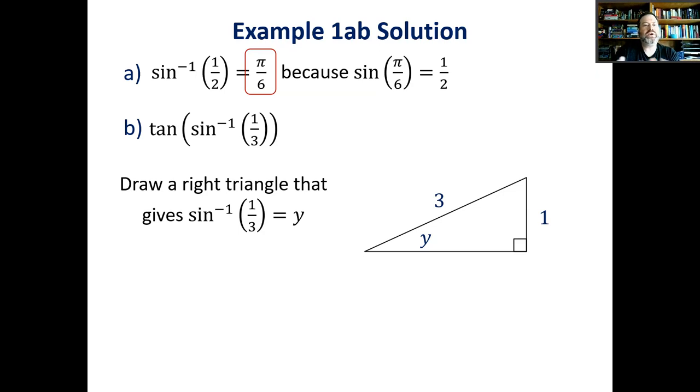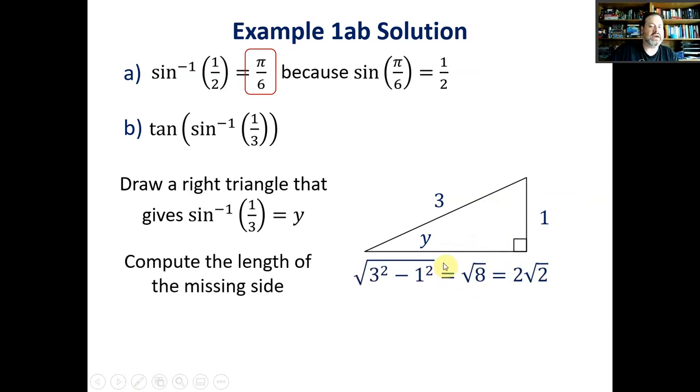So the problem says we have to find the tangent of this angle, but in order to do tangent, which is opposite over adjacent, we need to find the length of this side, so compute that next. Just find the length of the missing side and simplify it as much as you can. So this side here is 2 radical 2 because of Pythagorean theorem.